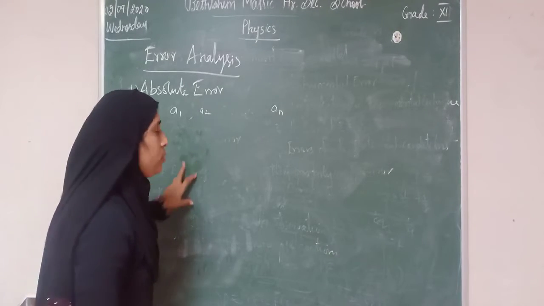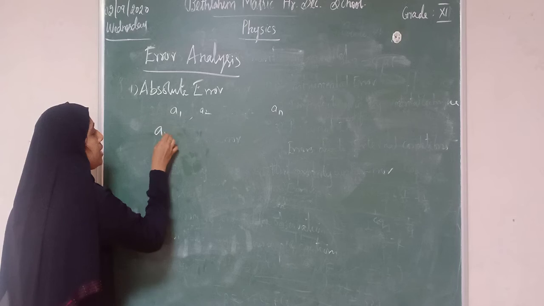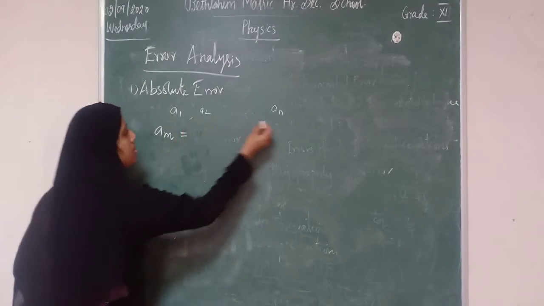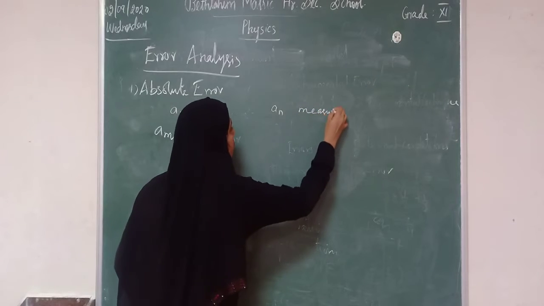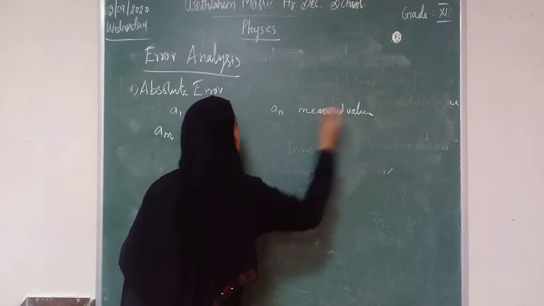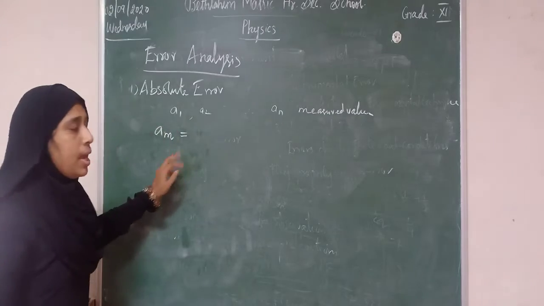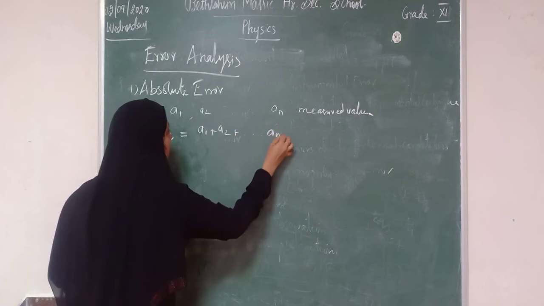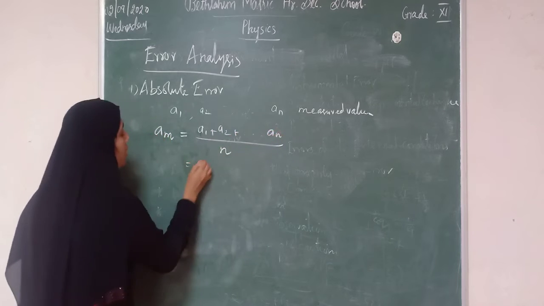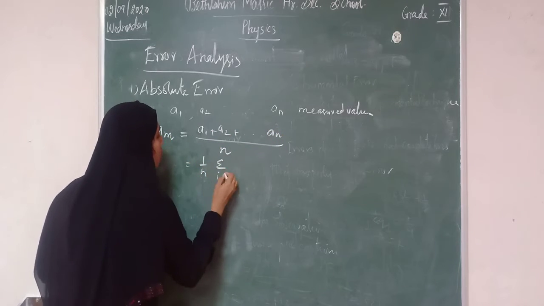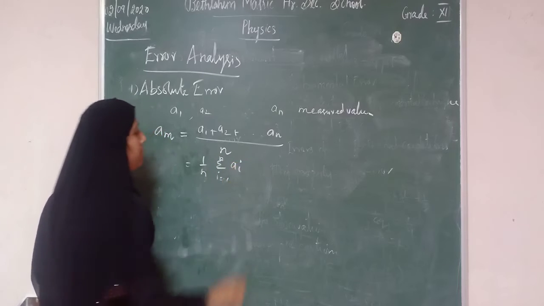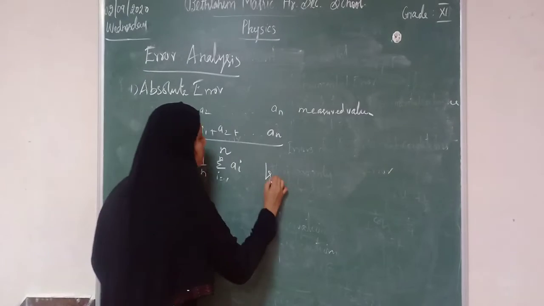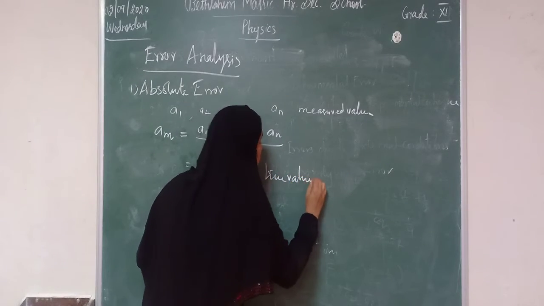Then what is the true value? Let us see the mean, AM. AM is known as the true value. These are the measured values, and AM means taking the mean. So we can write A1 plus A2 plus etc. AN for n trials divided by n. So we can write 1 by n into sigma i equal to 1 to n AI. So this is the true value.